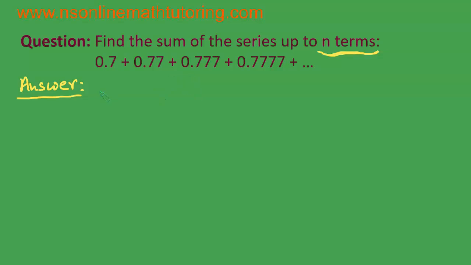Okay. So 0.7, let me just take this 7 out. And I will be having 0.1 plus 0.11 plus 0.111 plus 0.1111 and so on. Even this is not a geometric sequence. Let me show you.